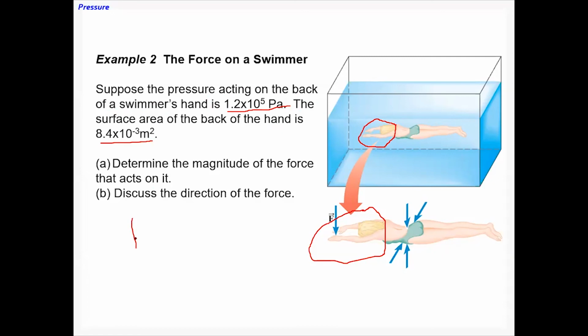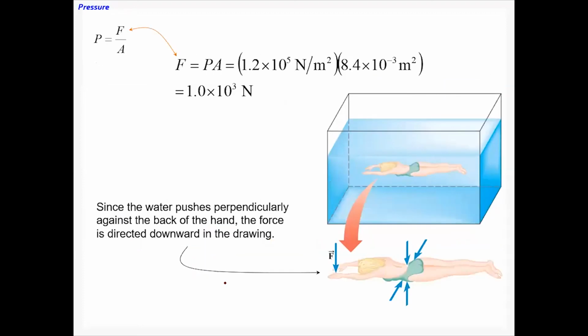Now, what is the formula for pressure? Pressure equals F over A, right? So what do you know? You know the pressure. You know the area. What do you need to find? Force. So how do you find the force? Pressure times area, that's the force. So you multiply these numbers. How much do you get? If you multiply this together, you get 1 times 10 to the 3 Newton.